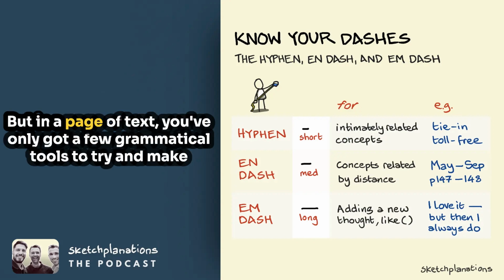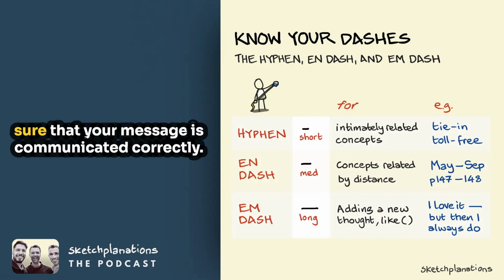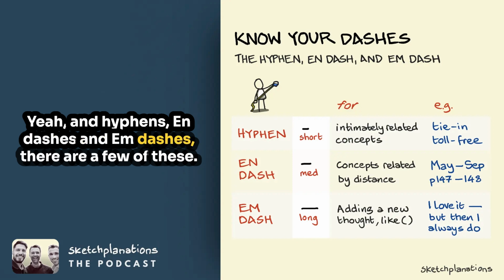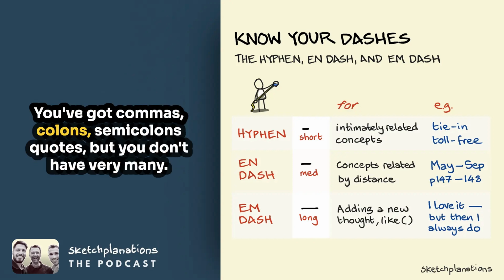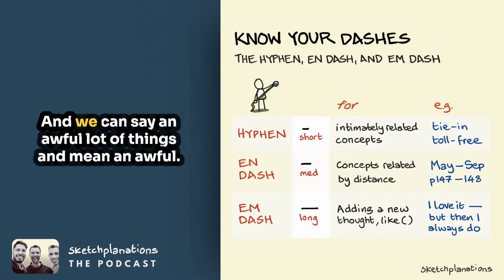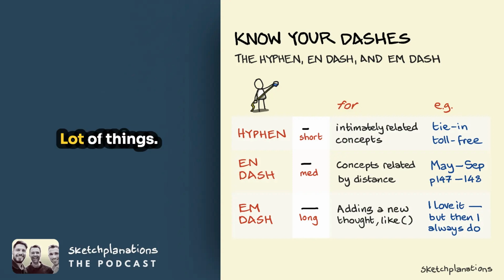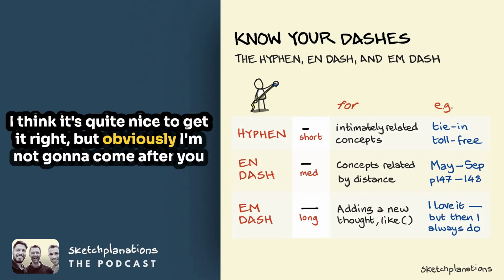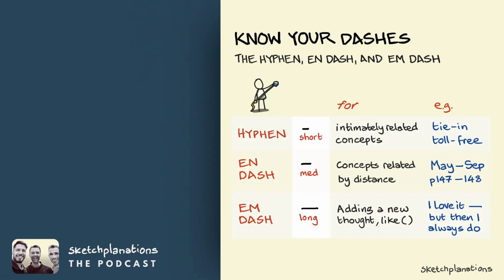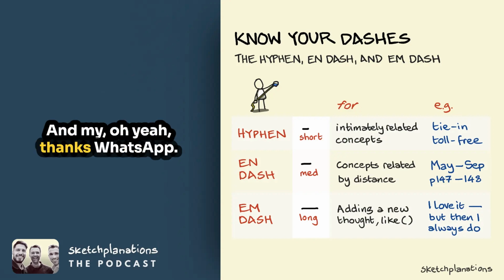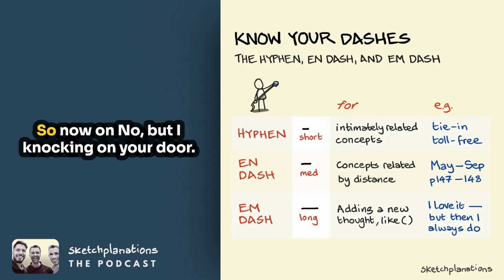But in a page of text, you've only got a few grammatical tools to try and make sure that your message is communicated correctly. Hyphens, N dashes and M dashes are a few of these. You've got commas, colons, semicolons, quotes, but you don't have very many. And we can say an awful lot of things and mean an awful lot of things. I think it's quite nice to get it right, but obviously I'm not going to come after you if you don't. No, please do. In any of my WhatsApps from now on.